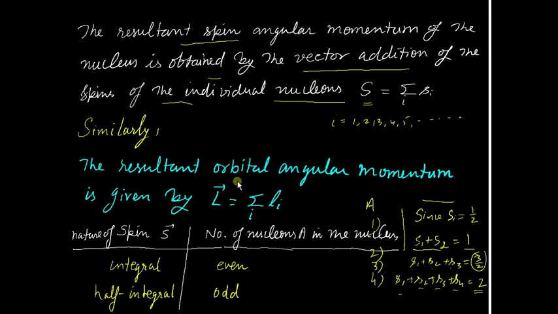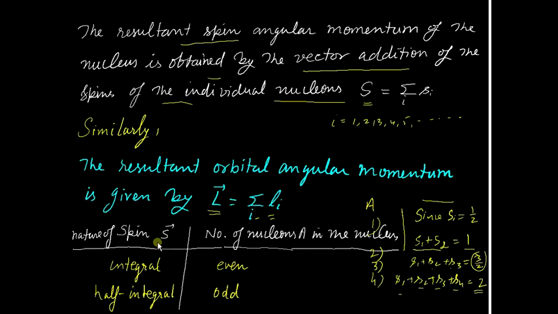Similarly, the resultant orbital angular momentum is given by capital L, that is summation over i of Li, right? So Li represents the orbital angular momentum of one nucleon: L1, L2, L3, L4 and so on. So in this way one can calculate the nuclear spin, right?